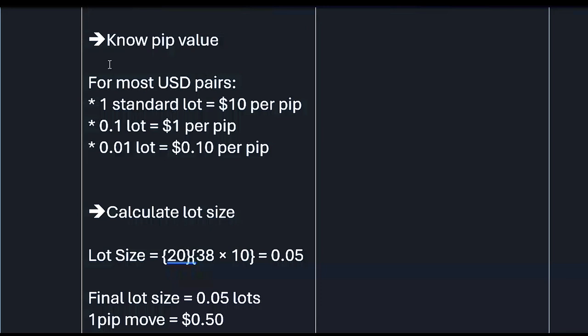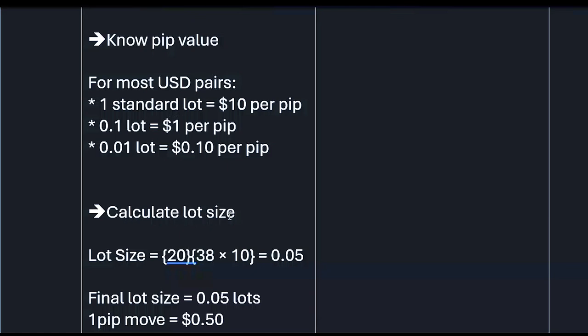Moving forward, the next thing is to determine the pip value. And looking at this thing that I'm showing you here, in forex trading, for most USD pairs, one standard lot equals $10 per pip, 0.1 lot equals $1 per pip, and 0.01 lot equals 10 cents per pip. If you look at this, pips are measured in 2 decimal places, which means that pip value equals 10.